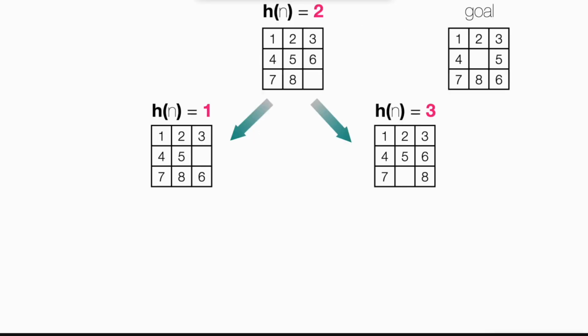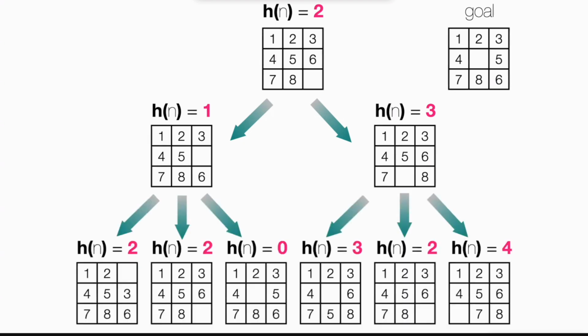As we expand the tree, we can apply this heuristic to the states that we visit, or the states that we see. On the left, we can see the heuristic is 1. There's only 1 tile out of place. And on the right, the heuristic is 3. There are 3 tiles out of place. And as we expand the next layer, again, we can see the different heuristic values of these states.